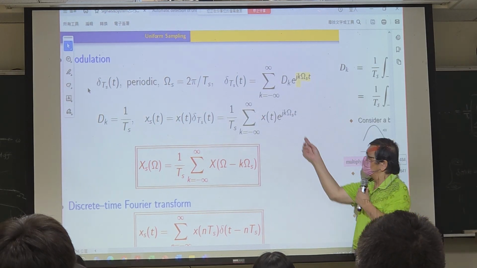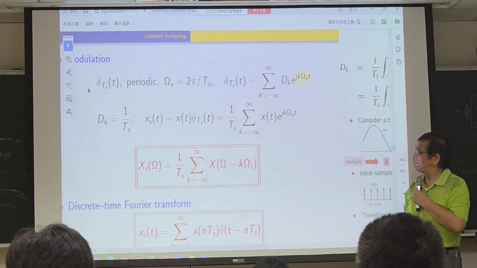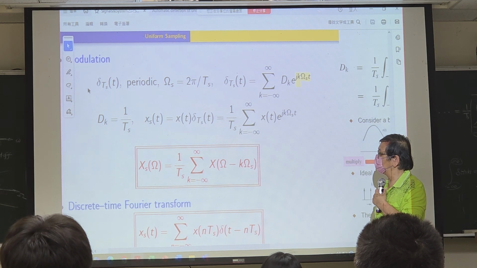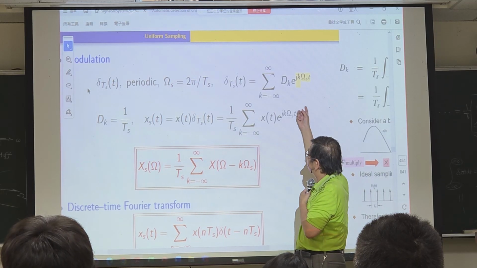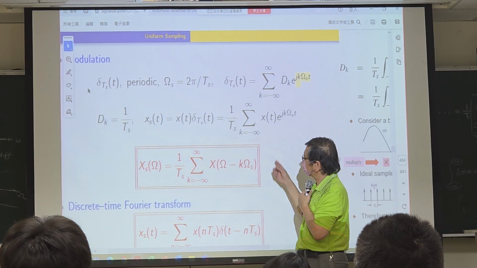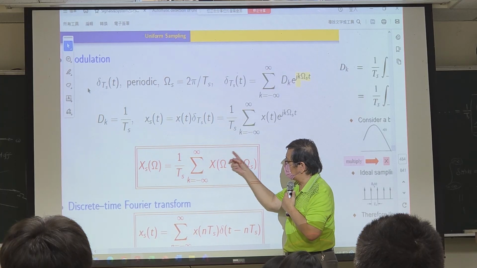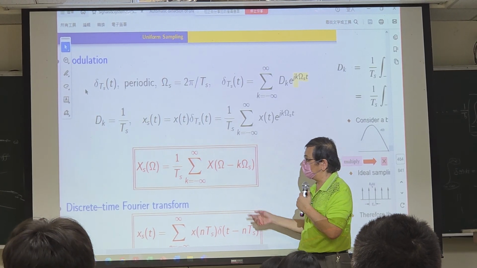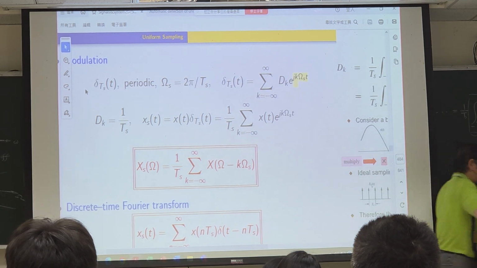Now let me ask you, what is this? This is equal to the summation of all the spectrum, the frequency response or power spectrum of the signal, with k times omega_s shift. Okay, one more time.